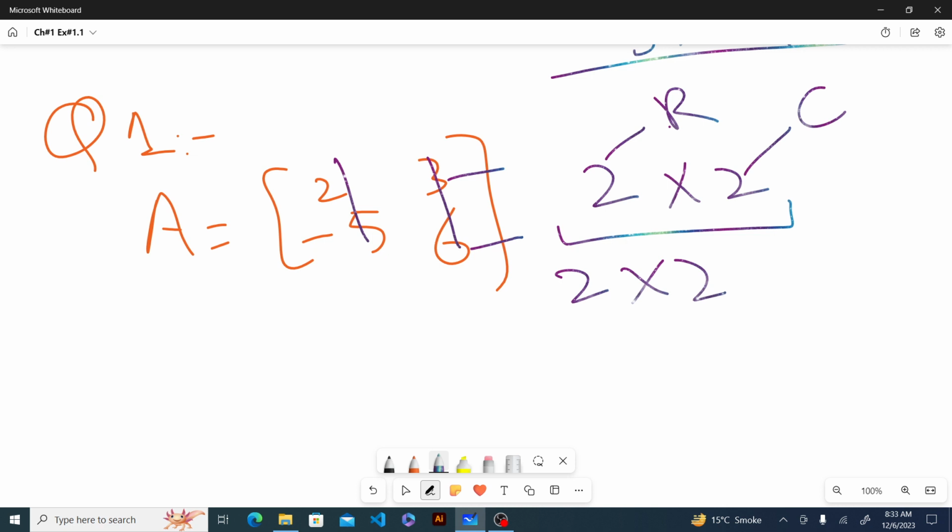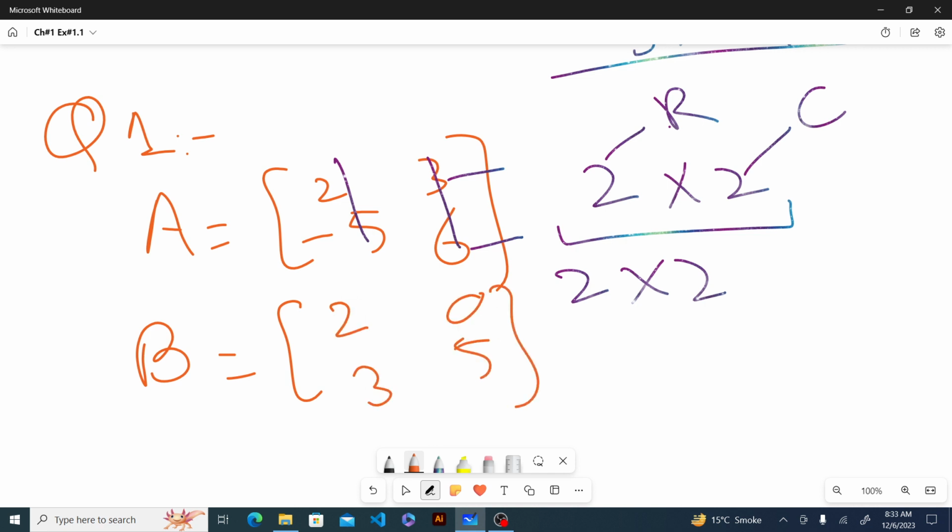Okay, let us do part 2, which is 2, 3, 0, 5. Same: 2 rows, 2 columns. So the order is 2 into 2. Now we will move further.